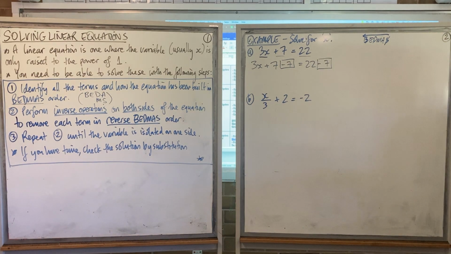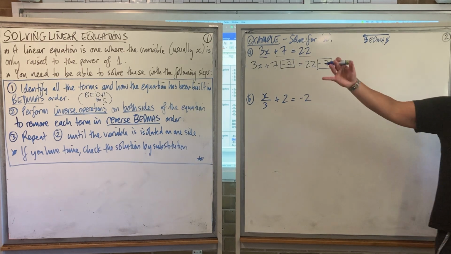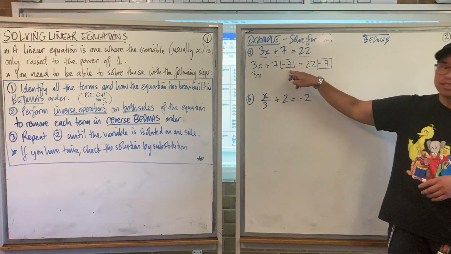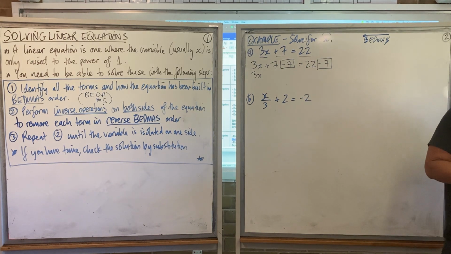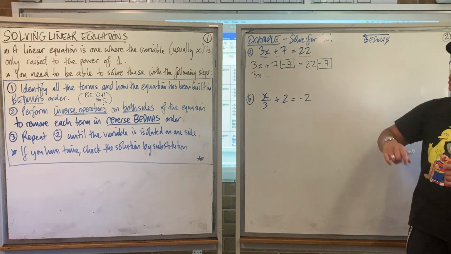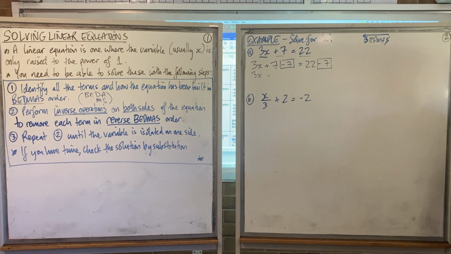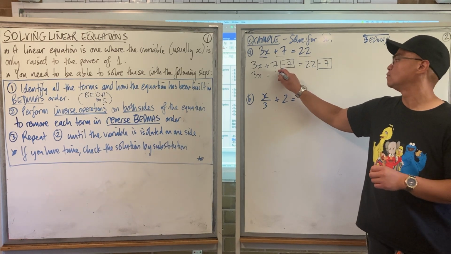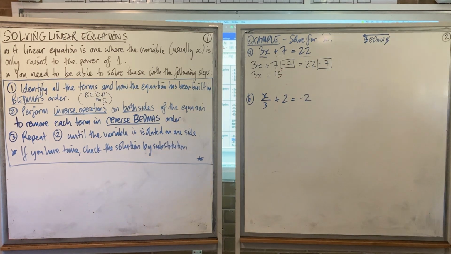Why do I like doing the box? Do I have a box on both sides now? Yep. So it's balanced up. It's the same on both sides. So the next line would be actually doing that. 3x. What's plus 7 and then take 7? What's going to be left? Nothing. So just leave it. You don't need to write 0. And what's 22 take 7? 15. Okay, so we've removed one term.